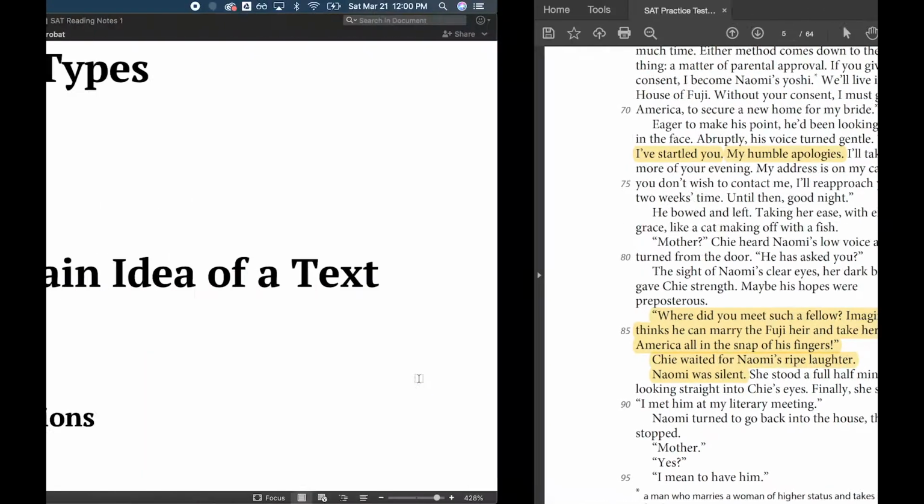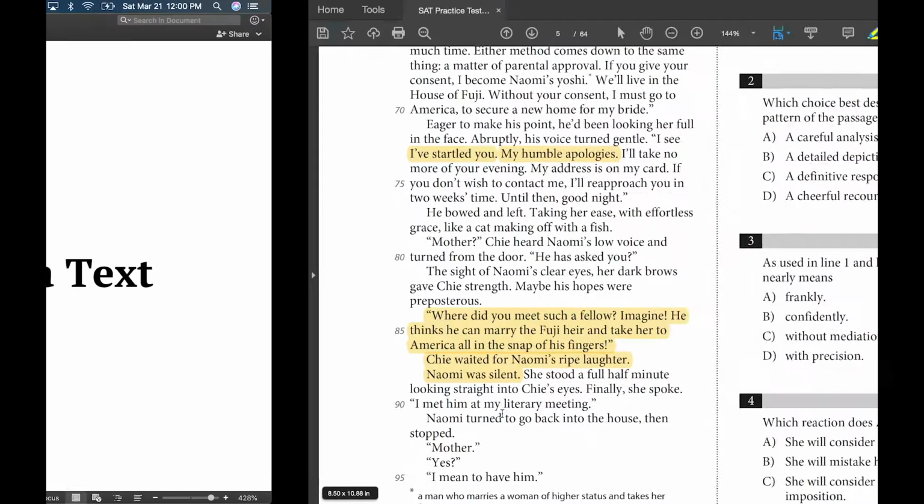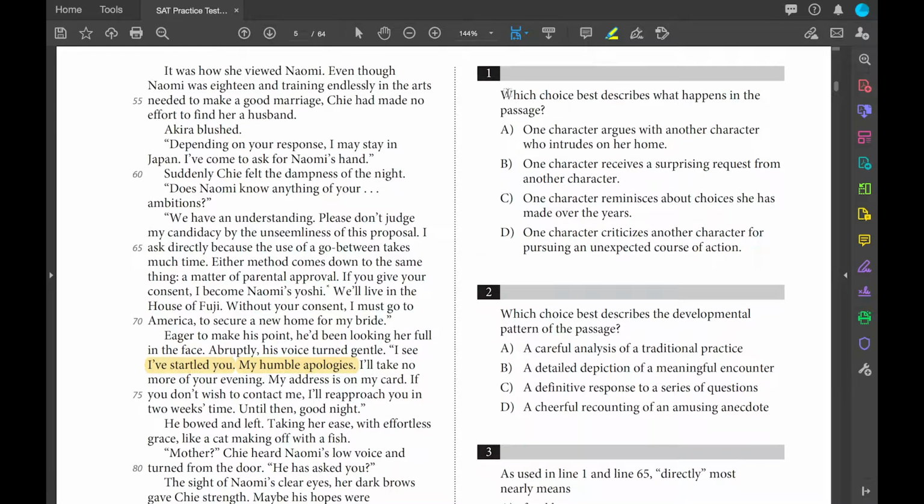All right, so then based on all those 4 ways to find the main idea of a text, let's look at the first question. So the first question on the SAT for each reading passage usually asks you to describe what happens in the passage, the main idea. They might word it differently, but the first question 4 to 5 times is typically, what is the main idea of the passage? All right, so let's look at these.